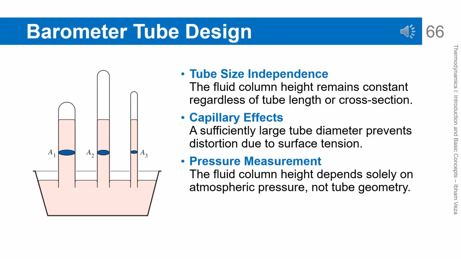Barometer tube design. The height of the fluid column in a barometer does not depend on the length or diameter of the tube. It depends only on atmospheric pressure and fluid density. The tube diameter must be large enough so that capillary effects can be neglected. If the tube is too small, the reading can become inaccurate. This emphasizes the importance of proper instrument design.